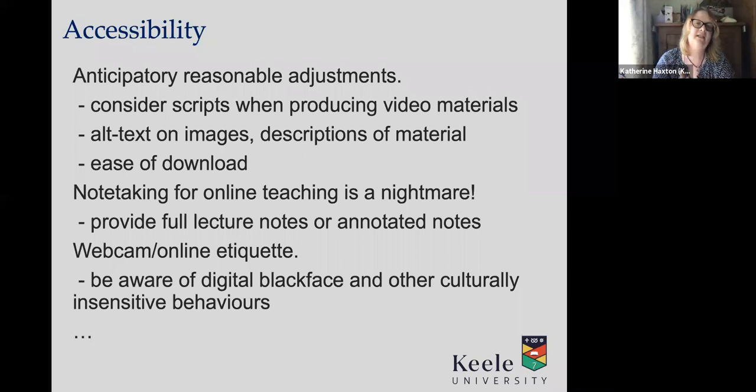And then we need to address issues of accessibility around webcam and online etiquette. I will be banning the use of GIFs. We'll be teaching through Microsoft Teams because of issues around digital blackface, where Black people are overrepresented in GIFs that are used by white people, and it's a culturally insensitive behaviour. And I think the easiest thing to do is to ban GIFs.